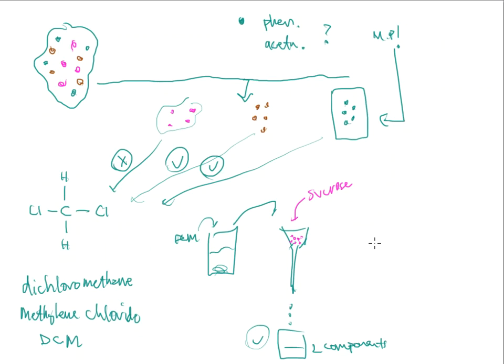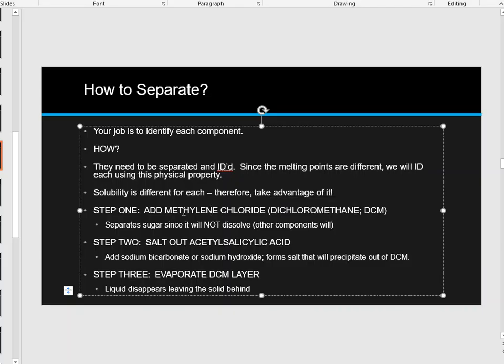Okay, so that's step number 1. That's the first part of the procedure that you're going to be doing. Add methylene chloride or DCM. It separates the sugar since it will not dissolve, but all the other components will.